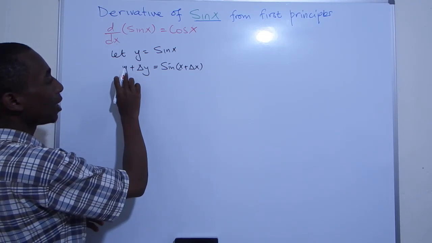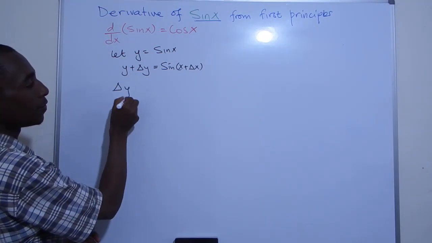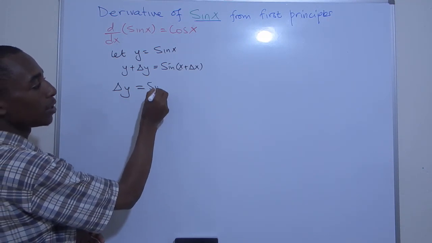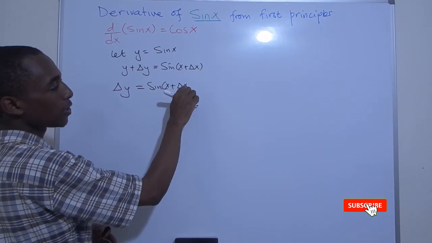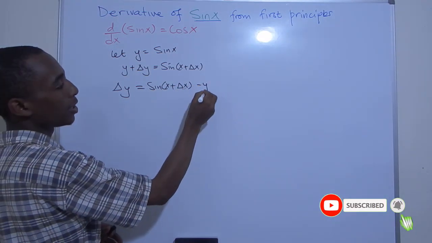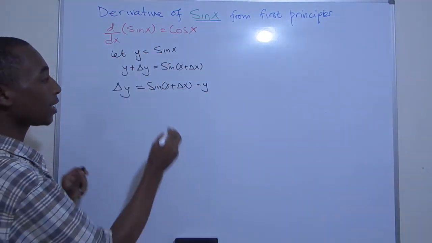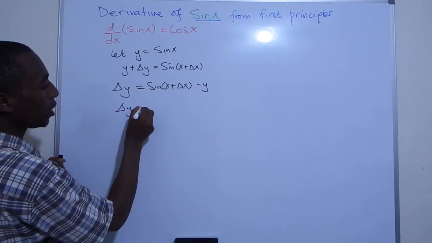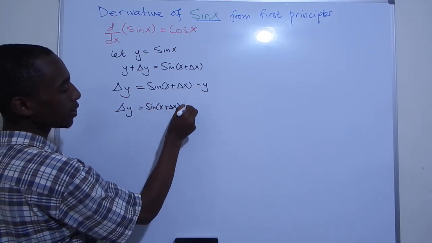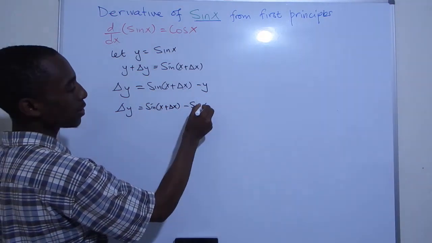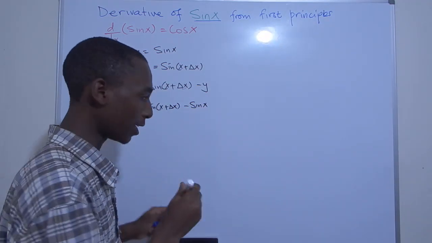So I can take this y over to the right hand side. I'll have delta y equals sine of x plus delta x, the small change in x, minus y. But of course, originally we know that y equals sine x, so delta y equals sine of x plus delta x minus sine x. Let's use the factor formula here.